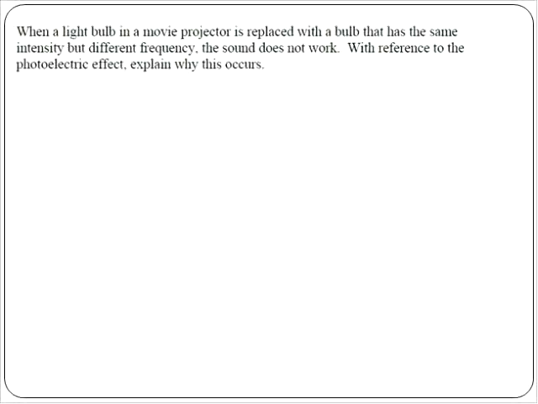So what happens, it says, is a bulb in a movie projector is replaced with a bulb with the same intensity but a different frequency. There's the key, different frequency. And the sound doesn't work. And the reason the sound doesn't work is because in a lot of movie projectors, the sound depends on the photoelectric effect. And you would have had to read the STSE to know that. So it's a good idea to go back and read over those 3 STSEs.